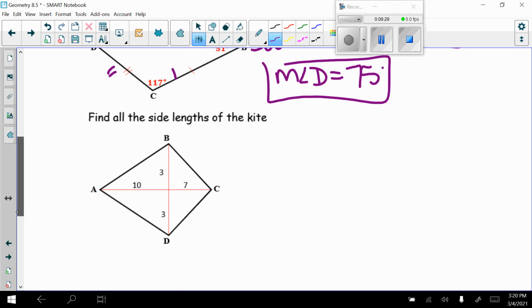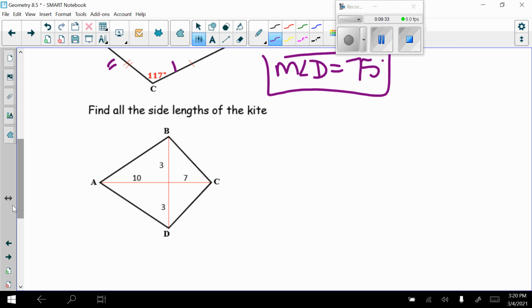The next one, find all the side lengths of the kite. They give me that this diagonal, top and bottom, are both 3, and this diagonal is 7 and 10. Remember that I know all of these are right angles. So if I wanted to find the side length, this one is going to be X, and this one is going to be Y, I'll call it.